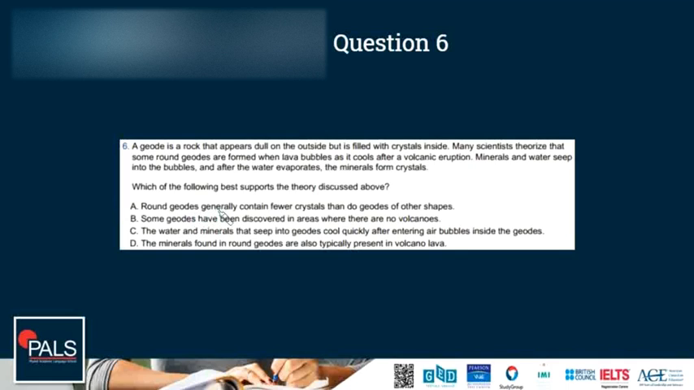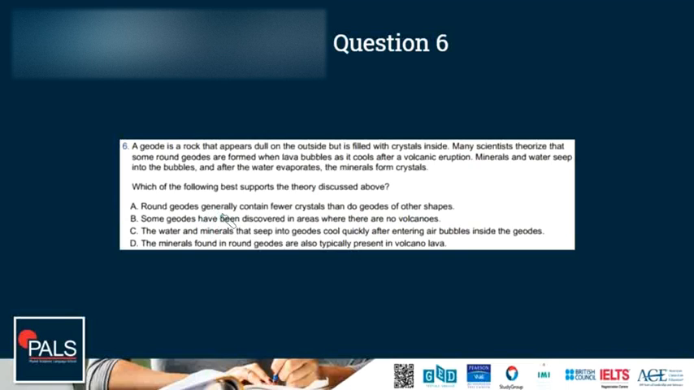Round geodes generally contain fewer crystals than do geodes of other shapes. Some geodes have been discovered in areas where there are no volcanoes. The water and minerals that seep into geodes cool quickly after entering air bubbles inside the geodes. The minerals found in round geodes are also typically present in volcano lava. This is probably a bit more difficult question here. Let's have a look at the possible answers.